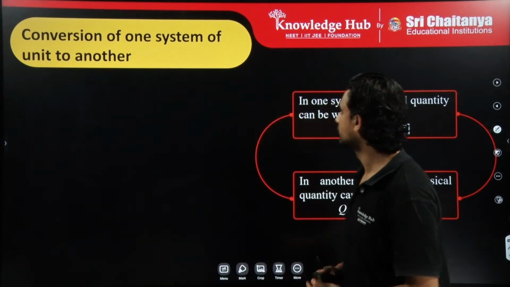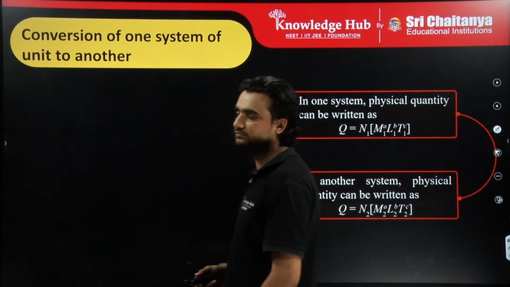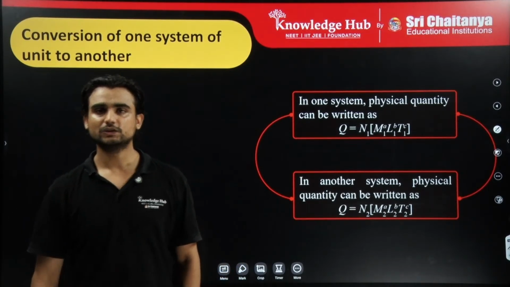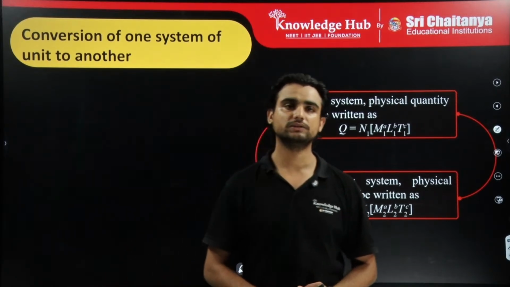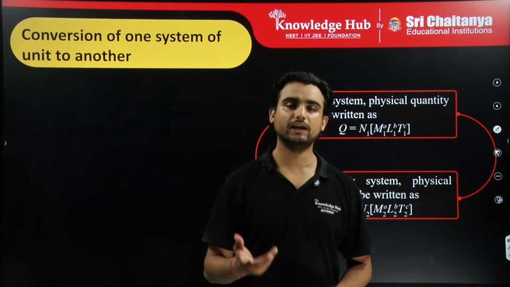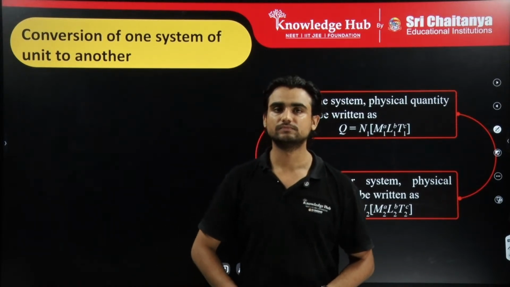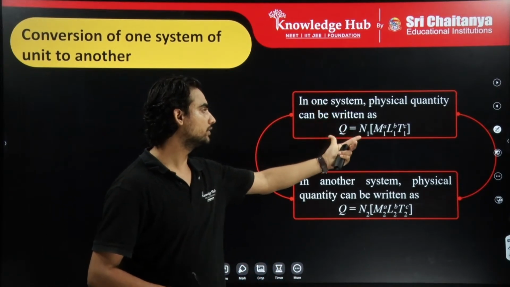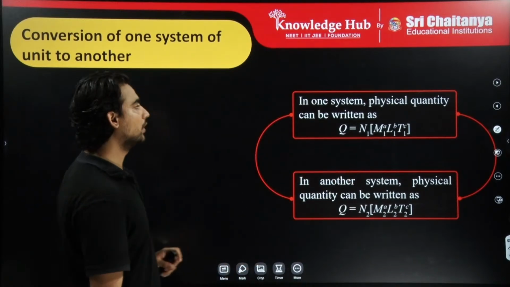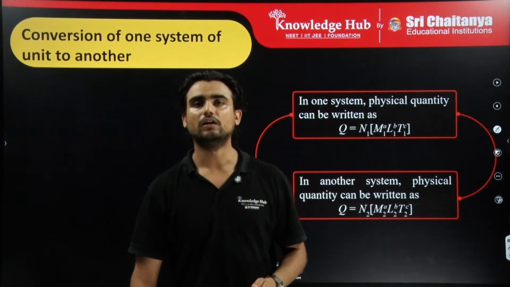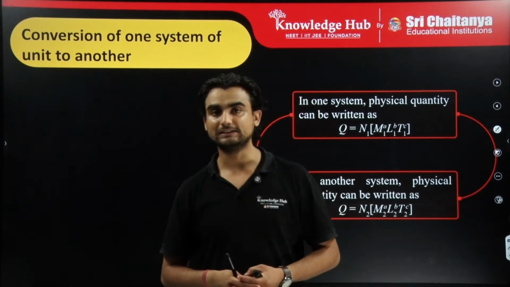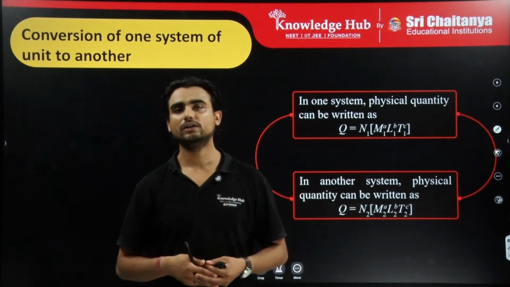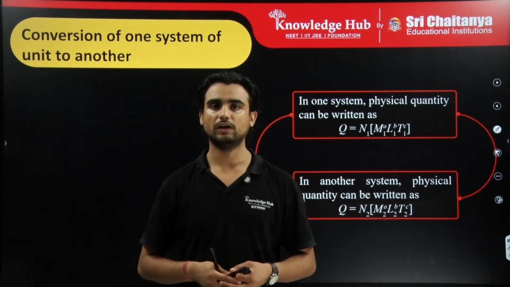Now let's move forward. Conversion of one system to another. The second application is conversion of units. We studied three types of unit systems: CGS, MKS, and the pound system. So how do we convert a physical quantity in one unit system to another? You might have heard that I want to convert kilometers to meters, hours to seconds, meters per second to kilometers per hour. All these conversions we can do using this application.